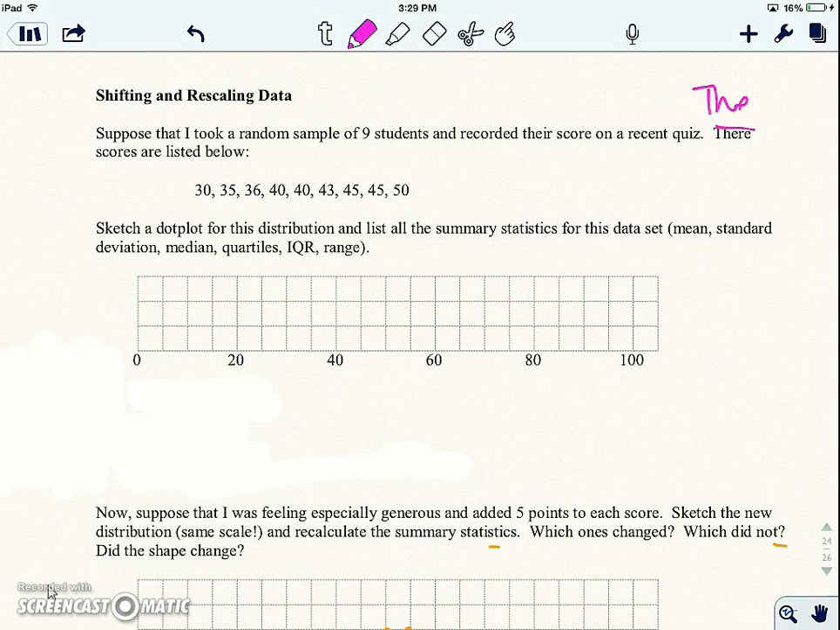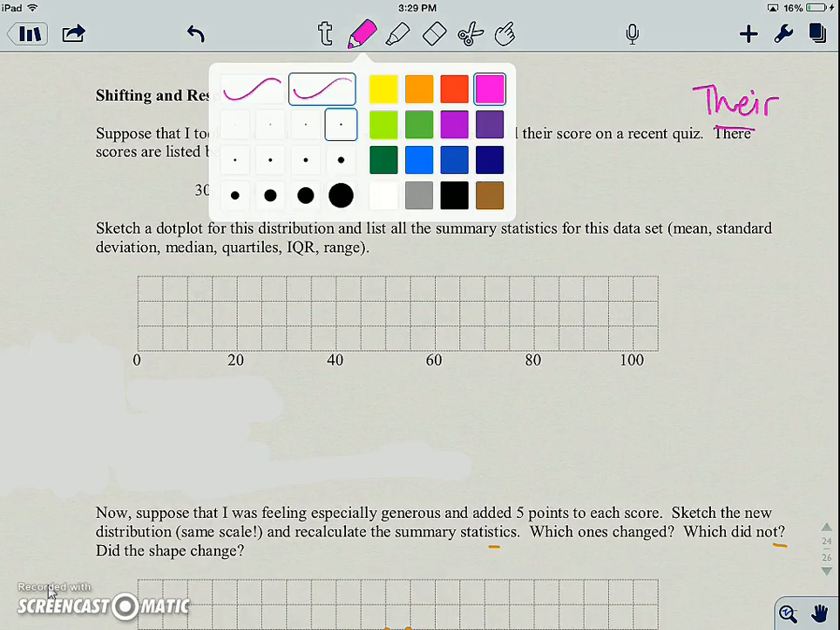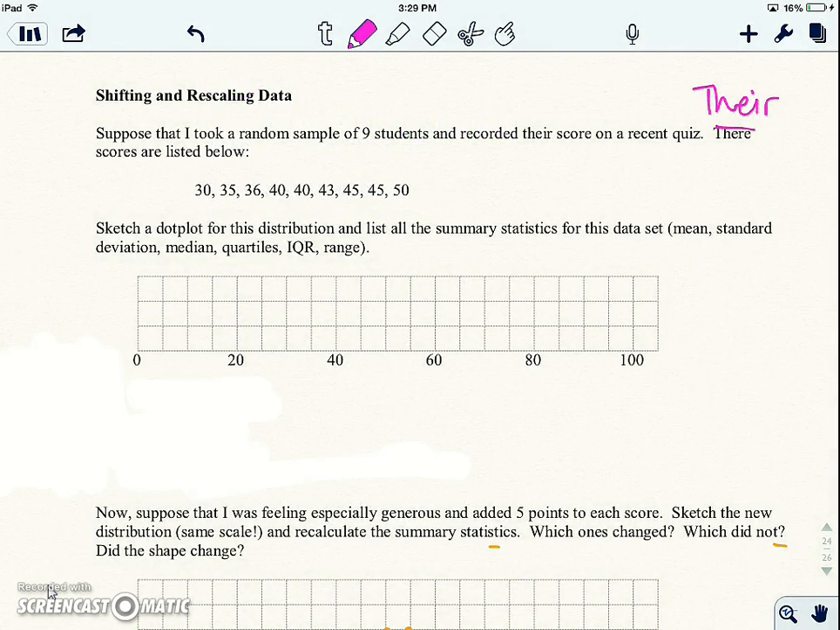Hopefully this quiz was out of 50 and not 100. Sketch a dot plot for this distribution, and then we're going to find the summary statistics. So we have one at 30, one at 35, one at 36, 40, 40, 43, 45, 45, and 50.